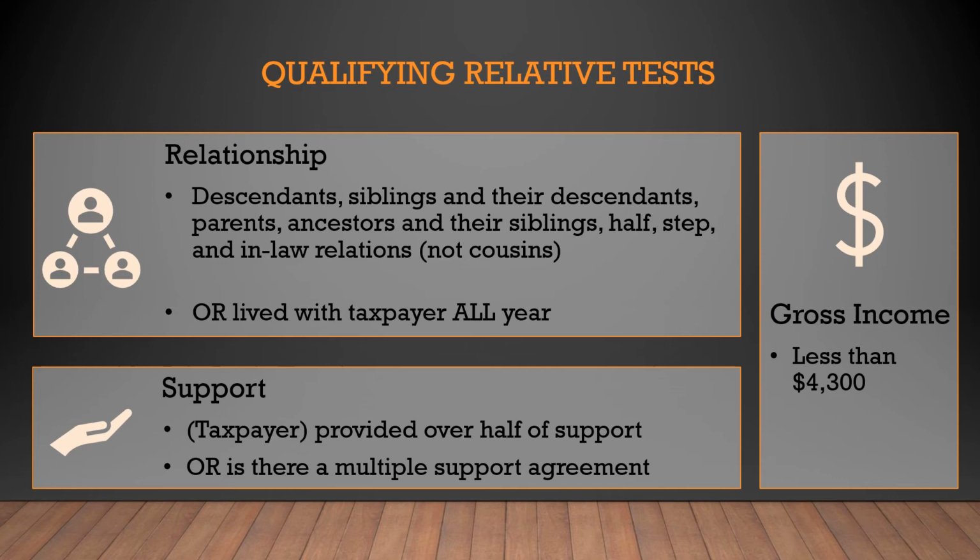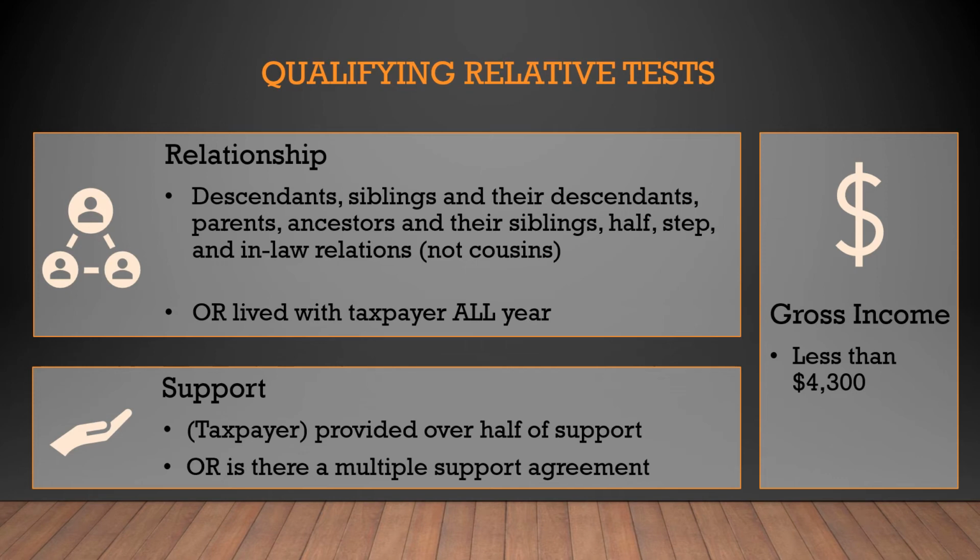They might have a specially recognized relationship to the taxpayer. So this might be a dependent child, or descendant, a child, a grandchild. It could be a sibling and any of their descendants, so nephews and nieces. It could be parents. It could be ancestors, so a grandparent, and any of their siblings, so aunts and uncles. Half, step, and in-law relations count, but it's important to note that cousins do not count under this special relationship.